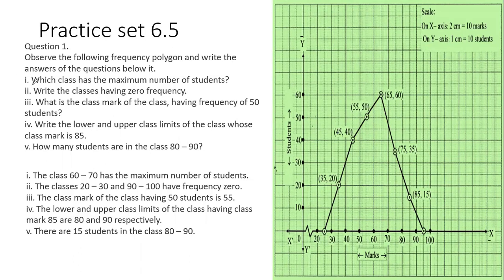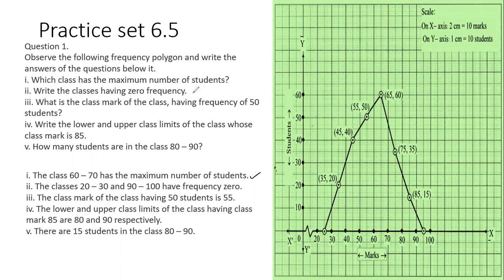Here it asks in the first one, which class has the maximum number of students? Here you can see the maximum number is 60. So in which class does it have the maximum number? In between 60 to 70. So that is your first answer. The class 60 to 70 has the maximum number of students.